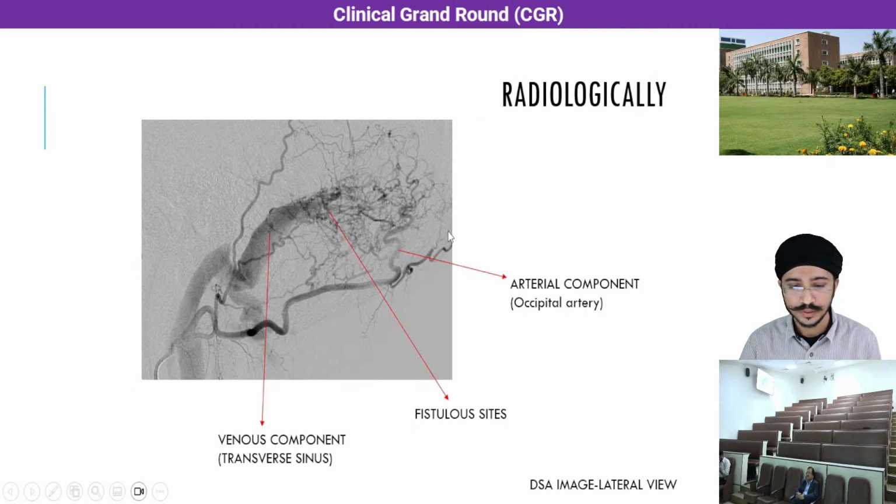And this is how it looks radiologically on a DSA. This is the DSA lateral view of occipital artery run. This is the occipital artery. We can see that there are multiple feeders that are draining into the transverse sinus directly. So the arterial component here is the occipital artery, and there are multiple fistulae, and the venous component here is the transverse venous sinus.